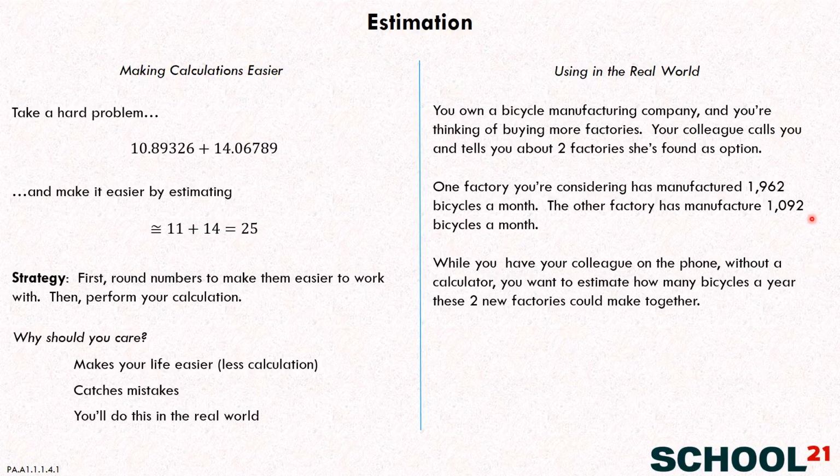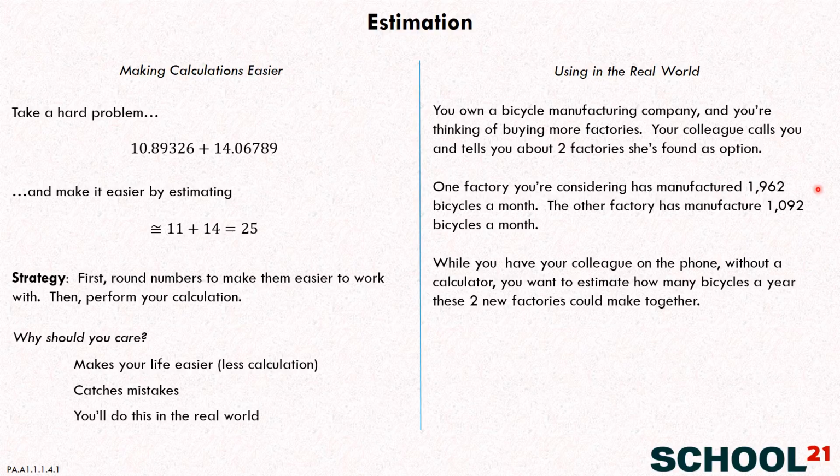So how many were they making up here? Can you repeat it for me? 1,962. And was that during a year or how frequently? In a month. So to get how many this first factory did in a year, what would you have to do? Multiply by 12. Yeah, by 12, right? And the same thing with this other one. Now, multiplying 1,962 by 12, that's not a really hard thing to do, but you just have your colleague on the phone, you don't have a calculator, you don't have a pencil, you want to estimate instead.